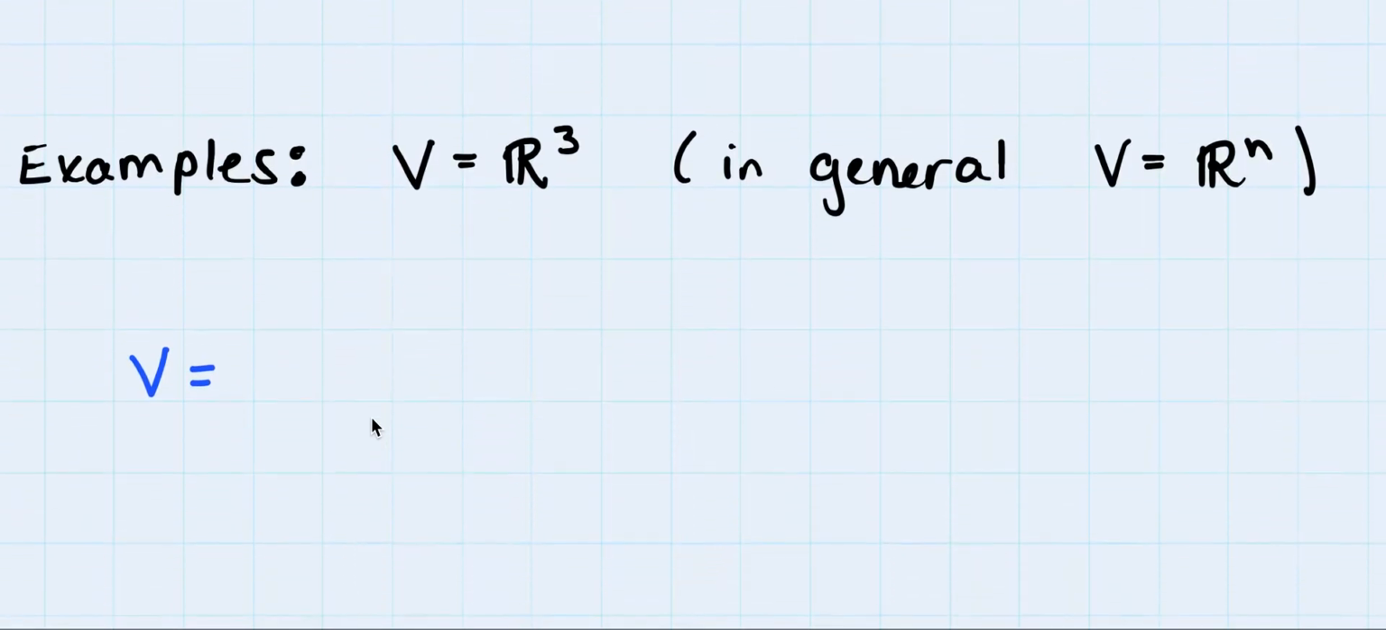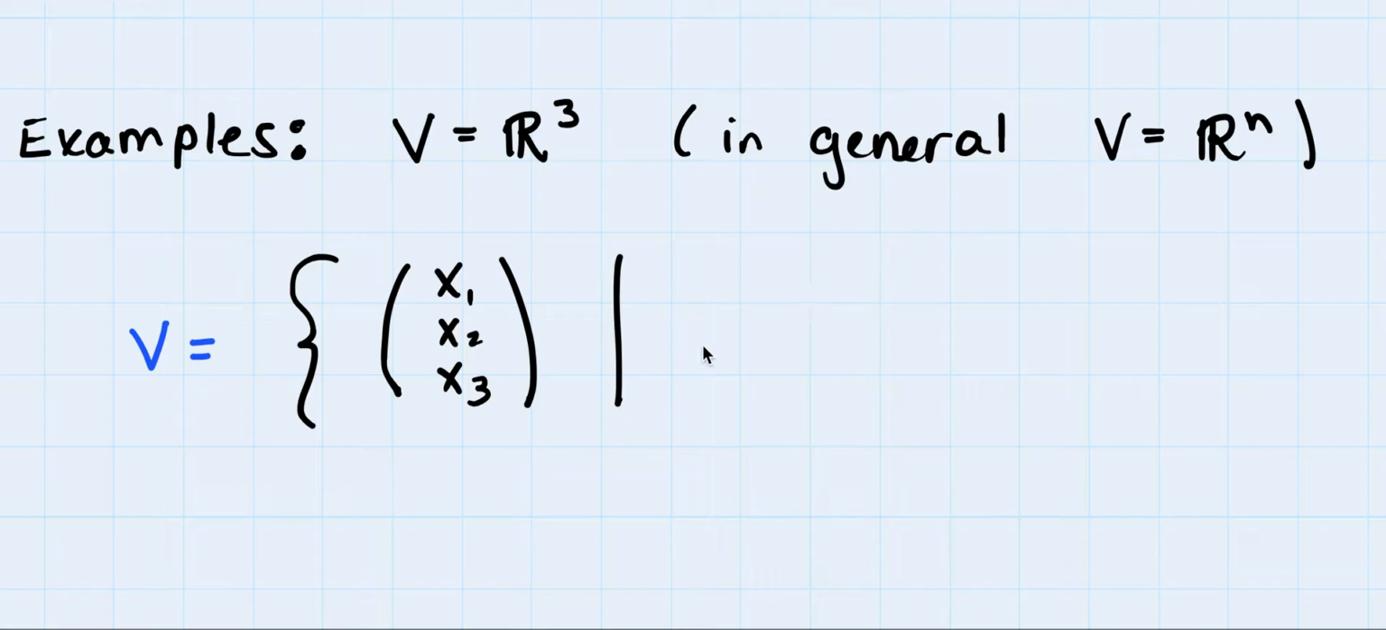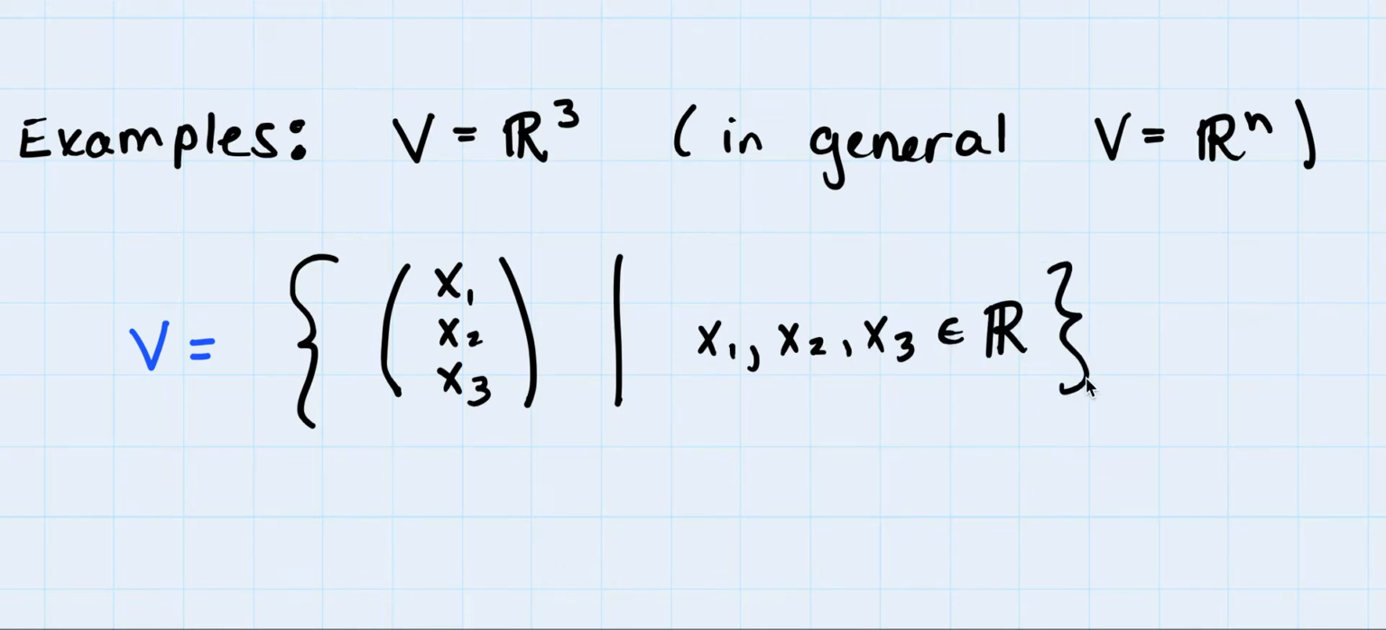This is an example you're probably the most familiar with. Let's say you have the vector space R3. So these are vectors that look like this, where x1, x2, and x3 are just real numbers. So they're vectors in three-dimensional space. And you've probably referred to them as vectors before.